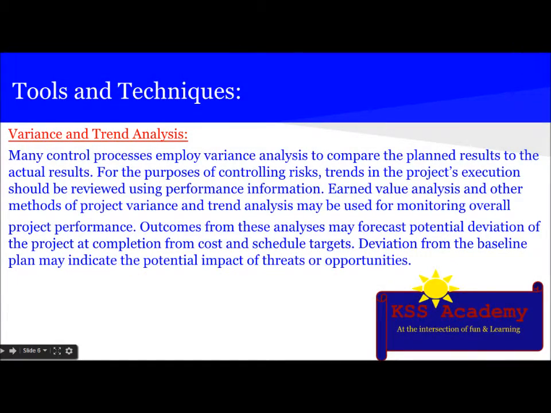The next technique is variance and trend analysis. Many control processes employ variance analysis to compare the planned results to the actual results. For the purposes of controlling risks, trends in the project execution should be reviewed using performance information. Earned value analysis and other methods of project variance and trend analysis may be used for monitoring overall project performance. Outcomes from these analyses may forecast potential deviation of the project at completion from cost and schedule targets. Deviation from the baseline plan may indicate the potential impact of threats or opportunities.